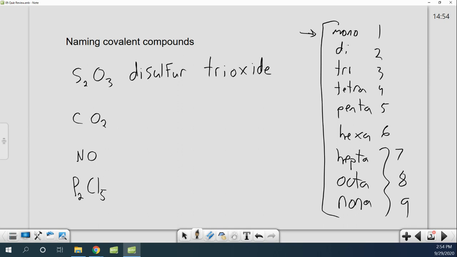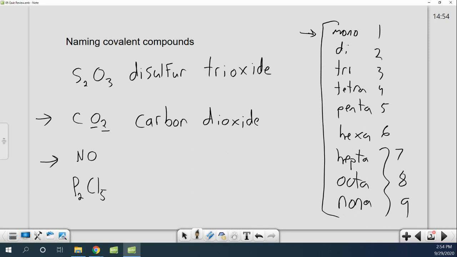The only time you do not use one of these prefixes here, mono, di, tri, etc., is if the first one is a 1. Just like this. Carbon, it's the first thing, and I only have 1 of them, so I don't write monocarbon. I'm allowed to just leave it off. It is the only time you don't write one. So this is monocarbon dioxide. So it's just carbon dioxide. You leave the mono off. Carbon dioxide, easy.